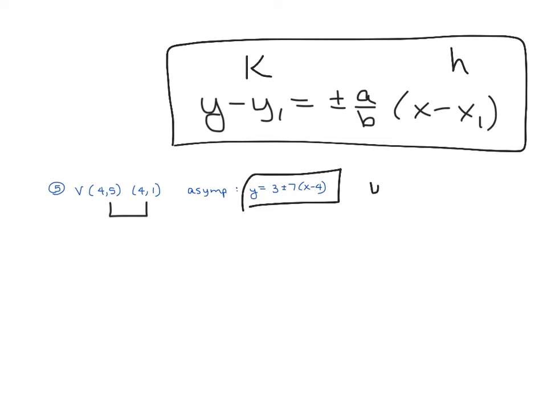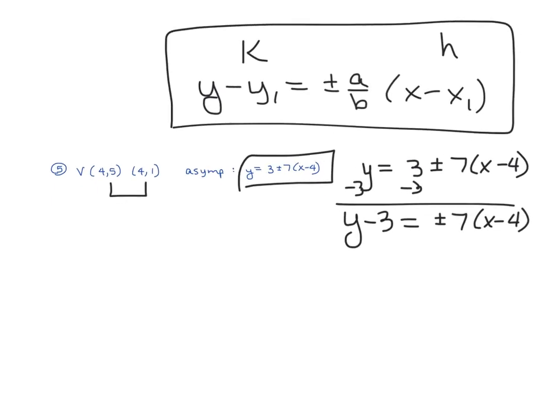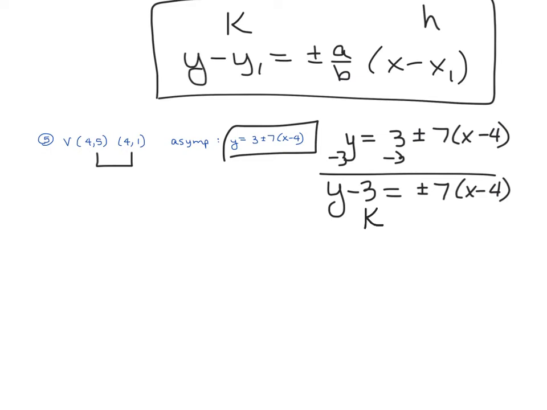So let me go ahead and fix this one. They've actually taken the 3 that was over there with the y and added it. So let me put it back. So now it's y minus 3 equals plus or minus 7 times x minus 4. So now here is my k, here is my h. So my center is at the ordered pair 4, 3. So this is my center point.